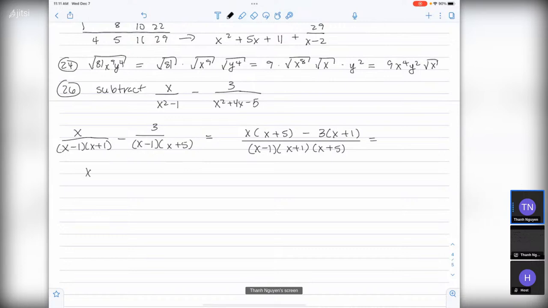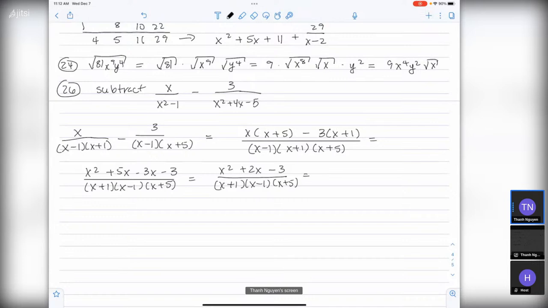So then we get over here, we have x squared plus 5x minus 3x minus 3 over x plus 1, x minus 1, x plus 5. This is equal to x squared plus 5x minus 3, or I should say plus 2x minus 3, all over x plus 1, x minus 1, x plus 5. You can factor the top again.